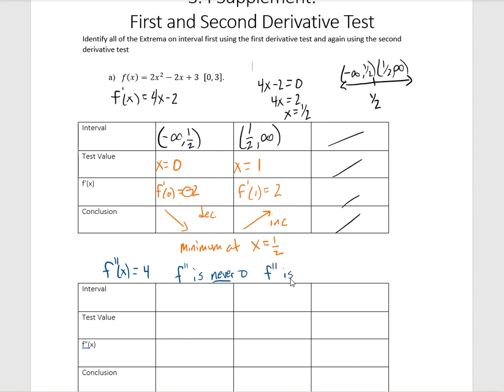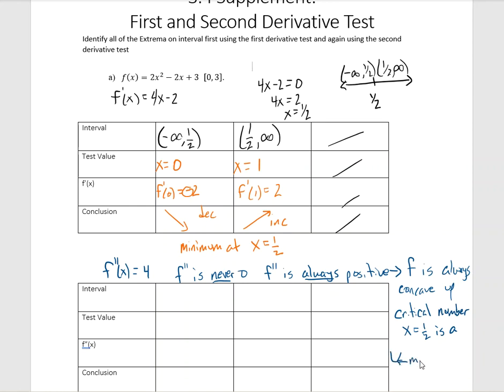Also, the second derivative is always positive. Always positive. So what does this mean? This means that the graph f is always concave up, which is what we know for parabolas. And so our critical number of x equals 1/2 is, remember, concave up, it will be a minimum.